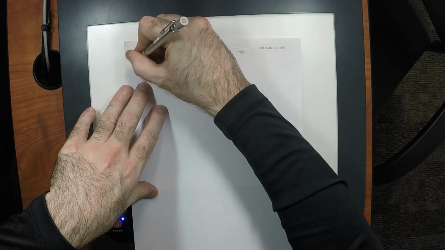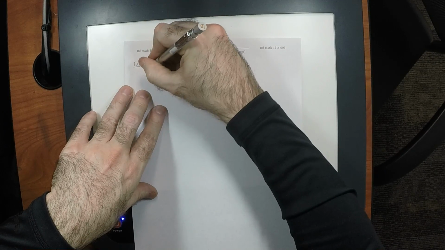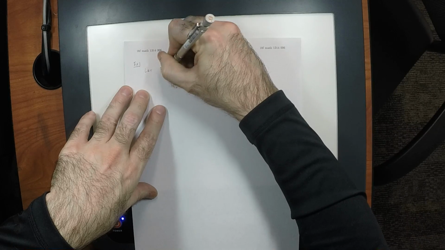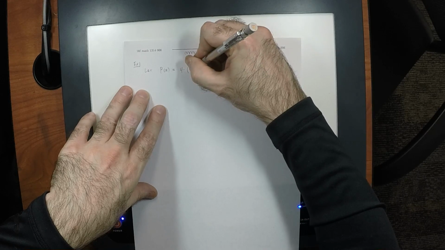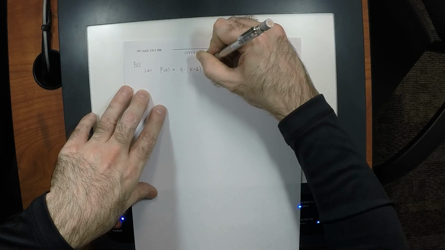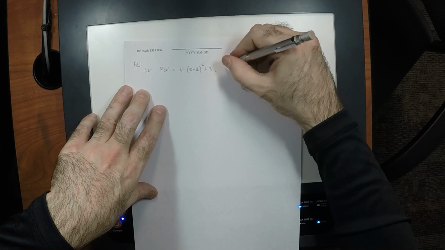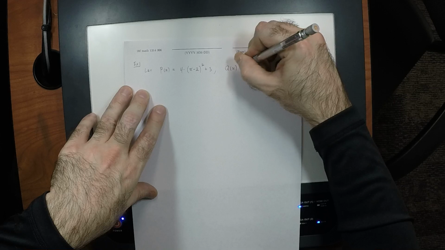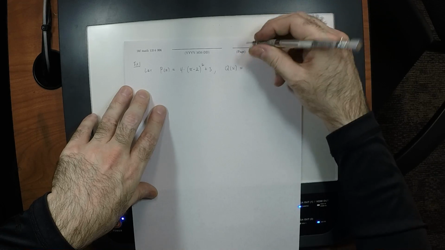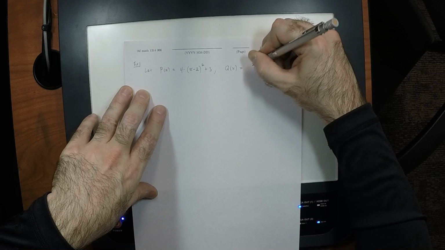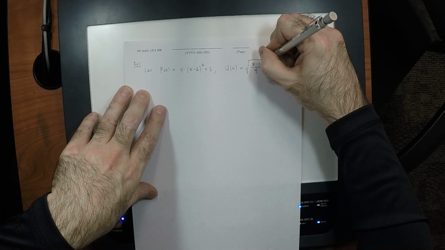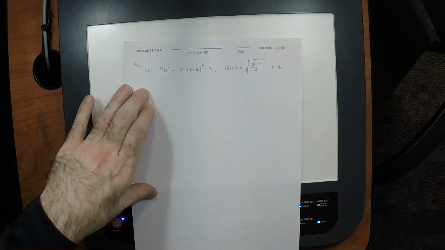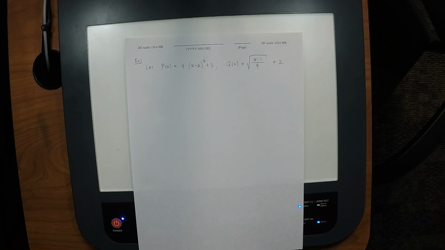So here's the question. I could say let p of x be 4 multiplied by x minus 2, square that, add 3. So let p be that. And let q be this. So q would be x minus 3 over 4, square root of that, add 2. All right, so we've got 2 functions there.